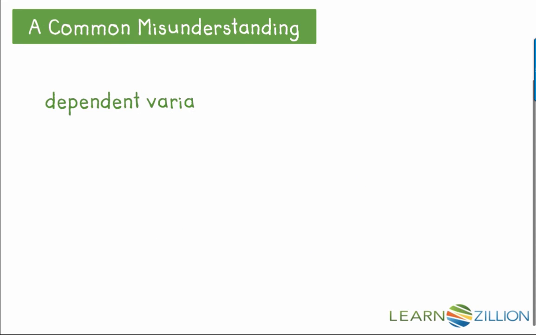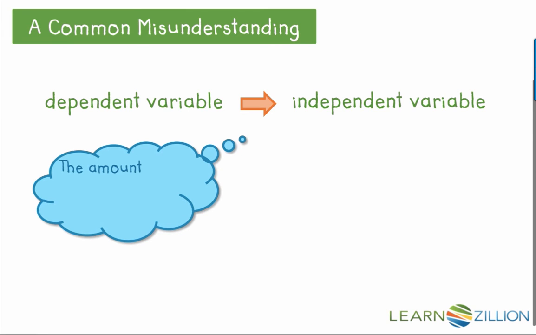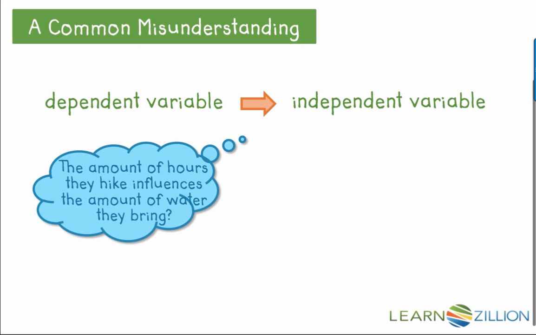It's a common misunderstanding to think the change in the dependent variable affects the change in the independent variable. If we think about the previous example of Emily and Greg needing water for each hour they hike, we can understand this relationship better. Is it true that the amount of hours they hike will influence the amount of water they take on their hike?